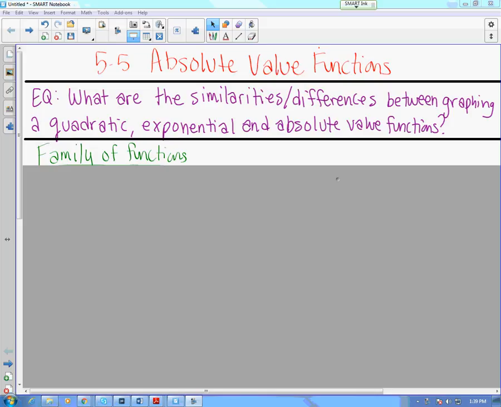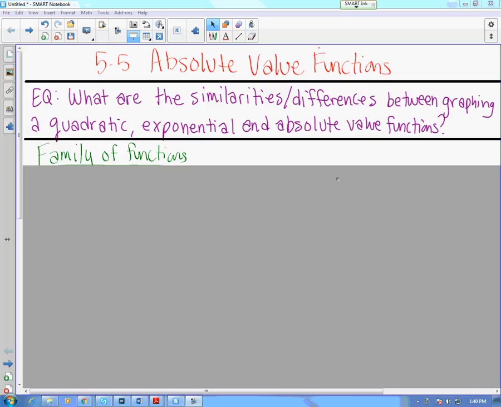Okay, your note should say 5.5, comes from chapter 5, section 5. Thank you, Isaac. Absolute value functions. The central question is, what are the similarities and differences between graphing a quadratic, an exponential, which we reviewed last time, and the absolute value functions?